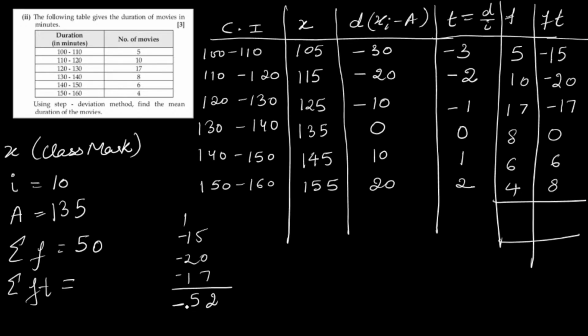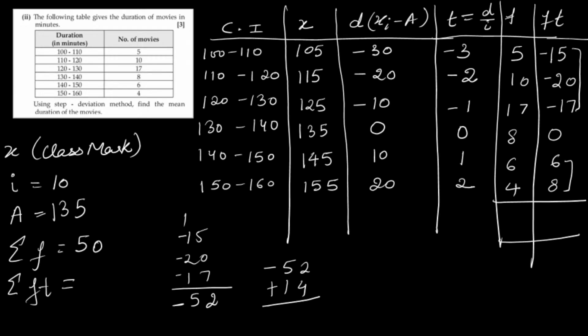Negative negative is plus, but with negative sign only. 6 plus 8 is 14. So these 3 you can add and these 2 you can add, because this will get added always. Minus 52 and 6 plus 8 is 14. So minus 52 plus 14.